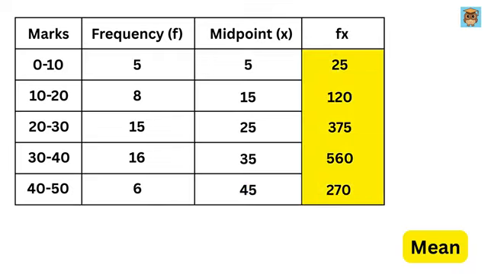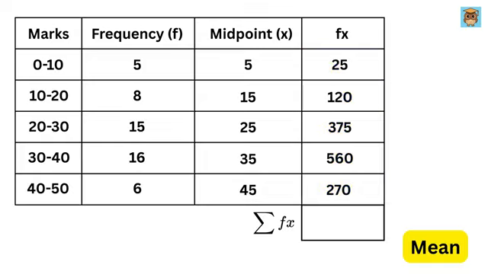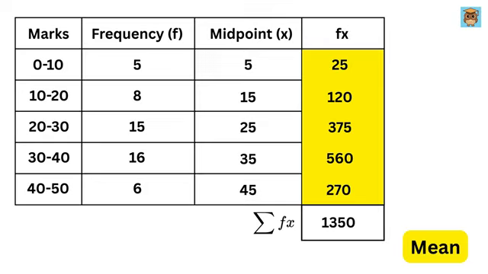Now we add up all these products to obtain the total sum of F times X for each class interval. So we calculate 25 plus 120 plus 375 plus 560 plus 270, which gives a total of 1,350. This gives the total marks of the entire 50 students who gave the math test.